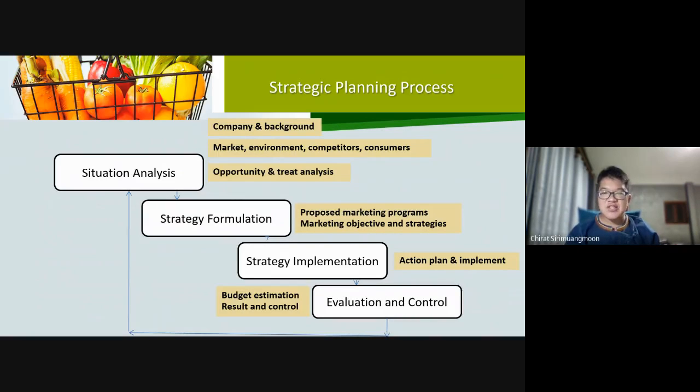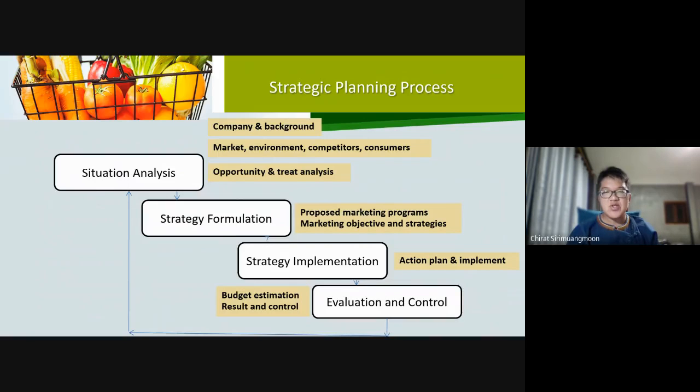The first step is situational analysis. You need to understand the company background and also the market of your products, the environment that surrounds you. Who are your competitors and who are your consumers? And also the opportunity and threat analysis. I'm misspelling here, it should be THREAT. Sorry about that. So this is the first step, situation analysis.